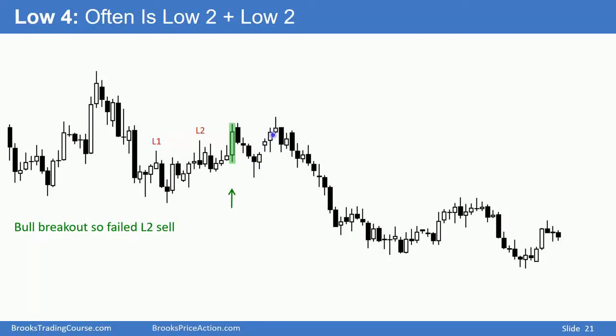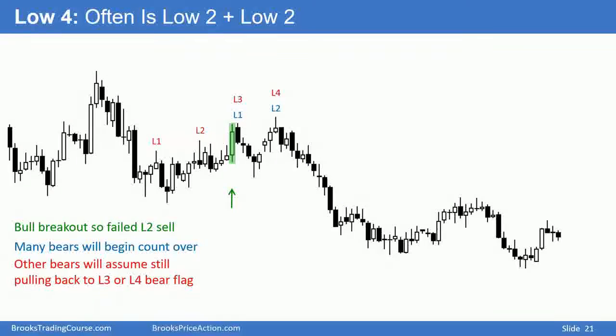This is not a strong looking bull breakout, and this is a terrible looking bull breakout bar. Once you see this bar, you know the odds are not 50%. They're more like 60% that the breakout will fail and we'll get a couple legs sideways to down. You can count it low 1, low 2, low 1, low 2, wedge 1, 2, 3.